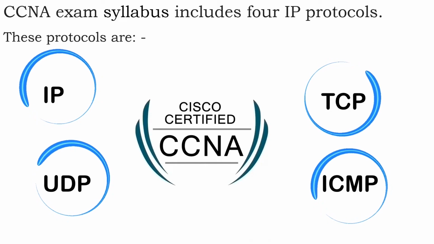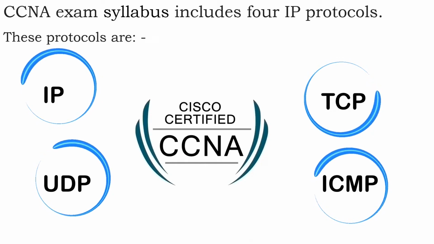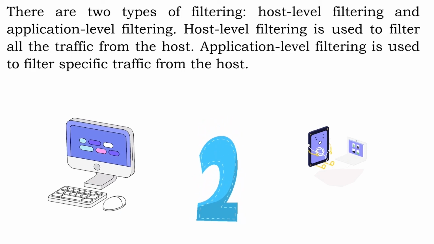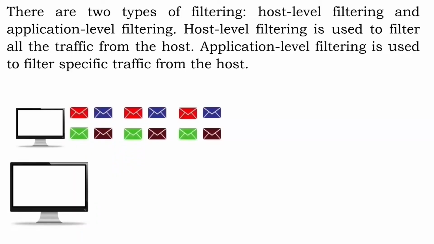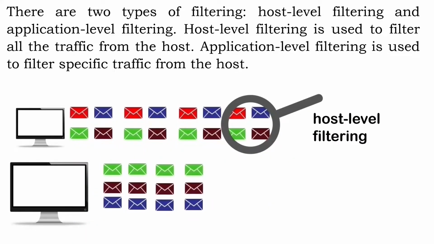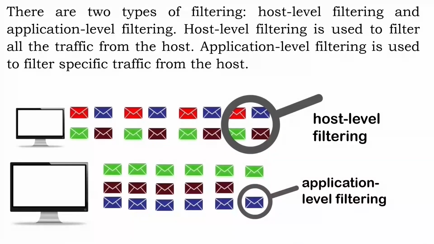Before we discuss the options of these protocols, let's understand the type of filtering. There are 2 types of filtering: host-level filtering and application-level filtering. Host-level filtering is used to filter all the traffic from the host. Application-level filtering is used to filter specific traffic from the host.